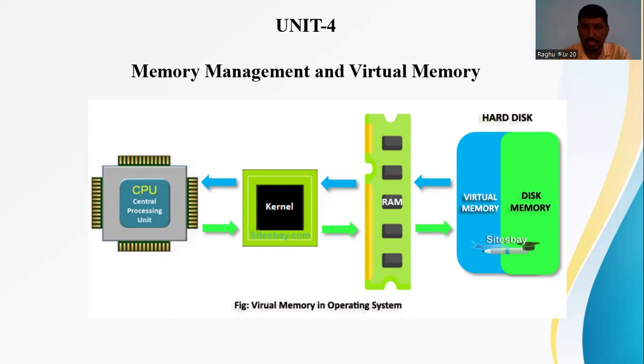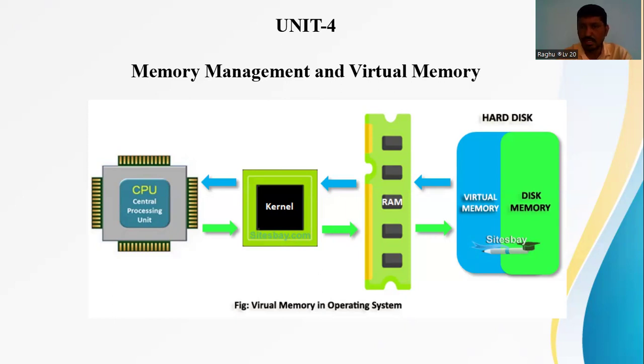The kernel is the mediator between the RAM and CPU. The kernel converts whatever the process is and sends it to the RAM. After the temporary process runs, we save the file, and it goes to the hard disk. In the hard disk, the virtual memory holds the basic process, and after that the process is completed.